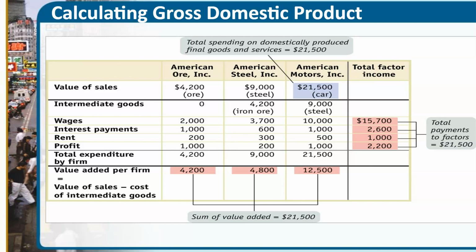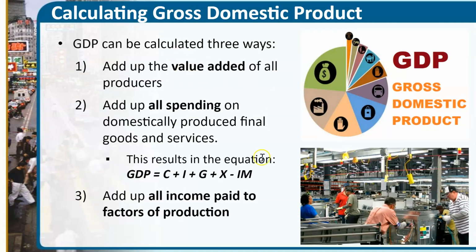So here we see the total spending on final goods and services that are produced here. It's $21,500 for the car. But you can see the factors of production on the right-hand side here. The total payments to factors add up to the same amount, and then the value add is also adding up to that same amount of 21.5. So any of those three methods will still get you to GDP, but they are the ways that we would calculate that. Again, going back to how we calculate it, using the value add, using the income paid to factors, or using the C+I+G+NX model that we see there.